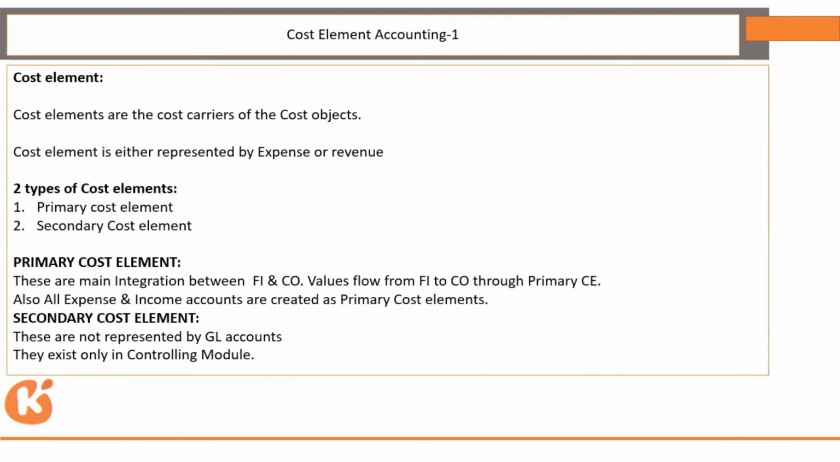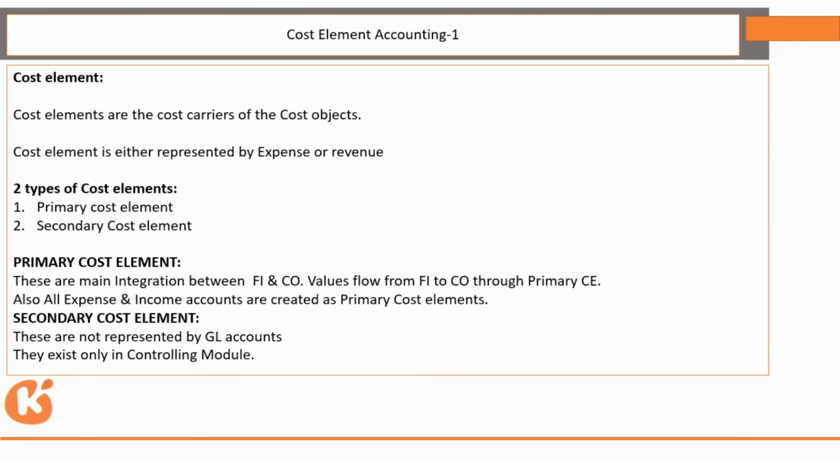To give a little brief about it, probably you already know about it. I'm just trying to summarize whatever we understand about cost elements. See, cost elements are like cost carriers, as you said yesterday in the previous class. But again, we have two types of cost elements: a primary cost element and a secondary cost element. So primary cost elements are the integration between FI and CO. Any value that flows from CO to FI or FI to CO is actually managed using cost elements. These are all the GL accounts that we create as expense and income accounts that can be created as primary cost elements.